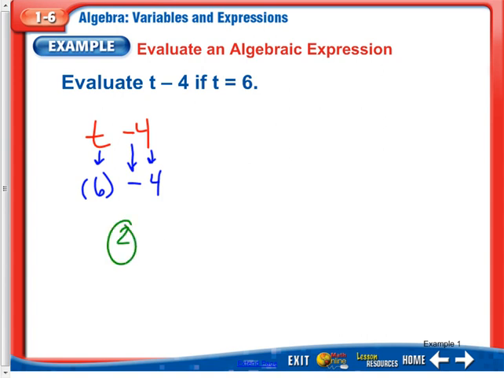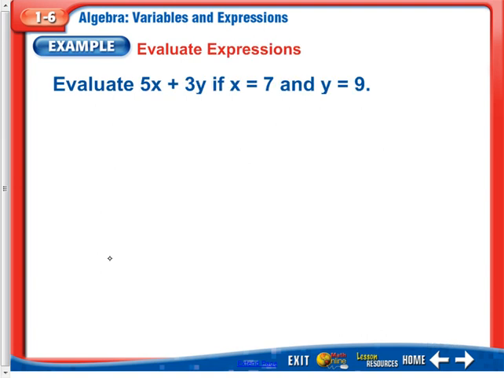In your homework, you're going to do this on your notebook paper. Your first line is going to be copying the problem, t minus 4. Your second line is going to be 6 minus 4, substituting. And your third line is going to be your answer, 2. So for this type of problem, you're going to use 1, 2, 3 lines in your notebook to solve the problem. And this is how I expect to see your homework being done.